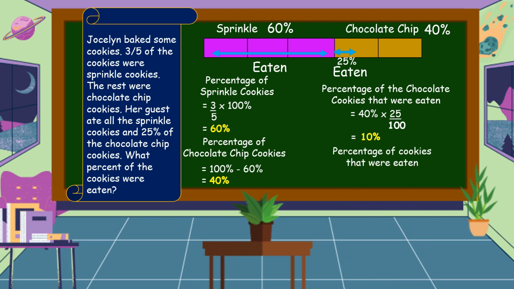Okay, pagkatapos kukunin na natin ang percentage of cookies that were eaten. Lahat-lahat na, kasama na yung ating sprinkle at saka yung chocolate chip. Sprinkle natin is 60%, ang chocolate chip cookies natin which is 25% of 40%, that is equal to 10%. All in all, we have 70%. So, this is our final answer. What percent of the cookies were eaten? It is 70%.